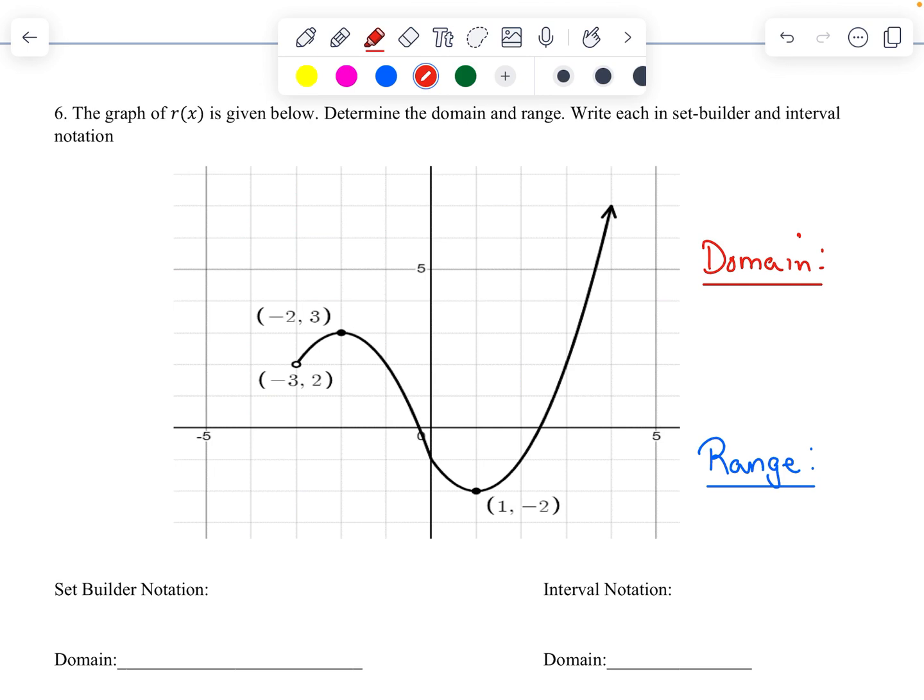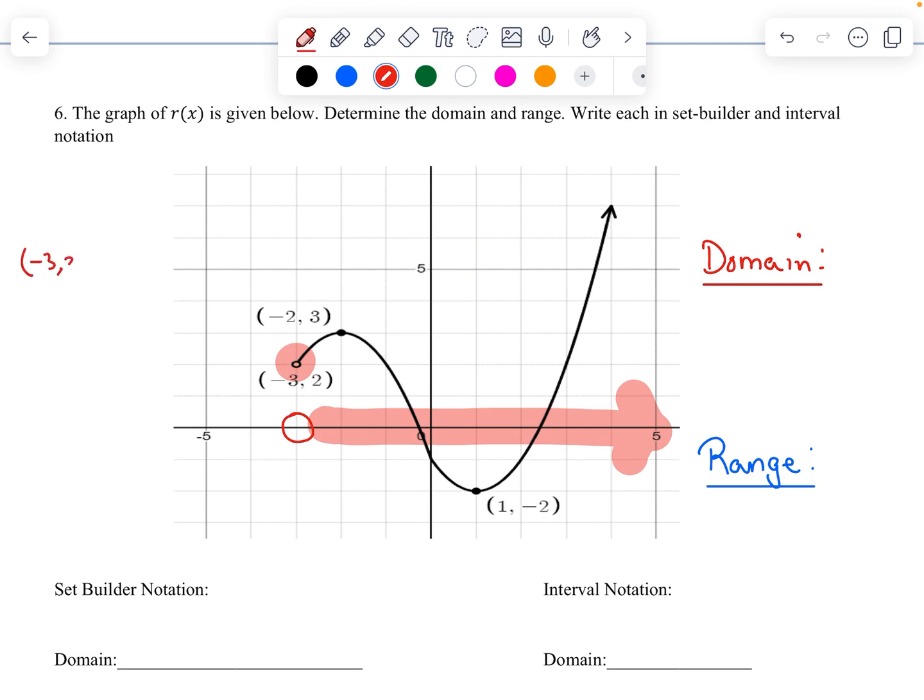And to do that I'm going to find the coordinate that is furthest to the left, and I'm going to start there. So in this case that is the coordinate -3, 2. And notice that the circle is open. So I'm going to place an open circle at -3, 2, and the graph travels to the right forever.